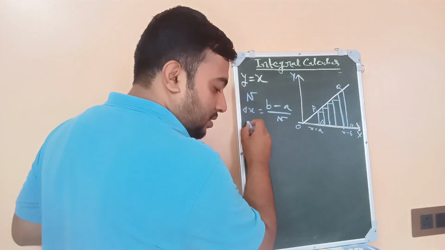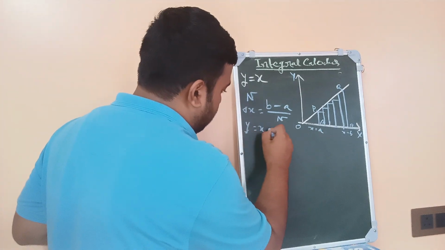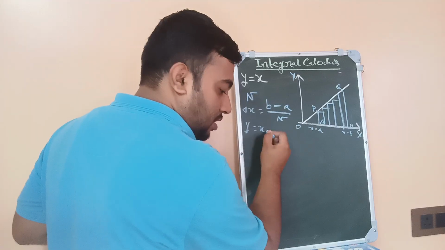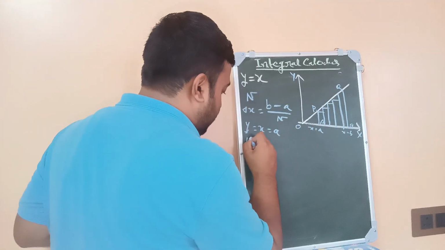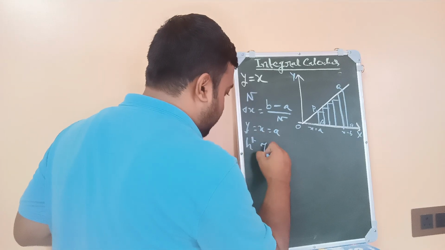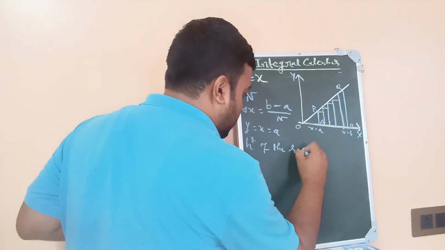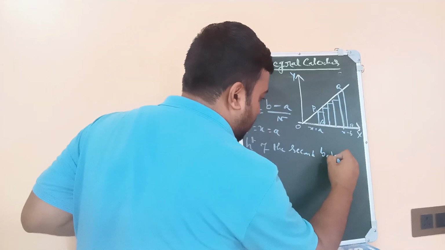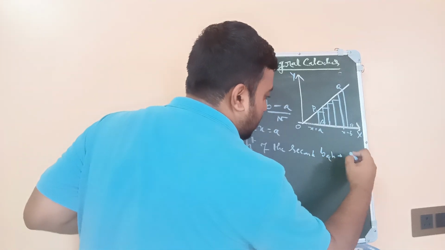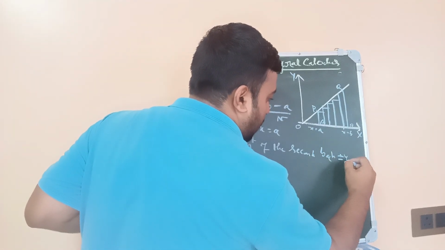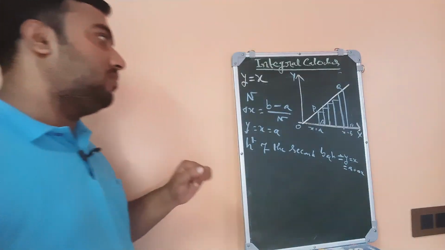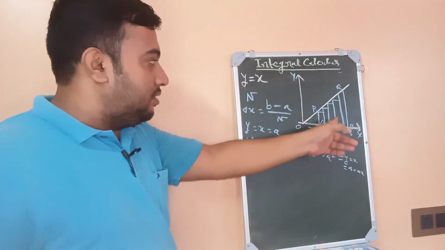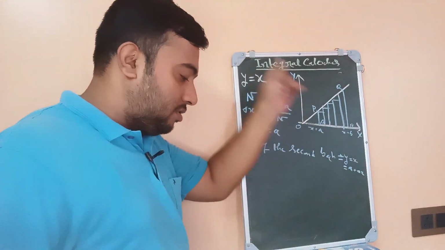So the height is y = x = a, and the height of the second bar is y = x = a + delta x, and this is a + 2 delta x, a + 3 delta x.